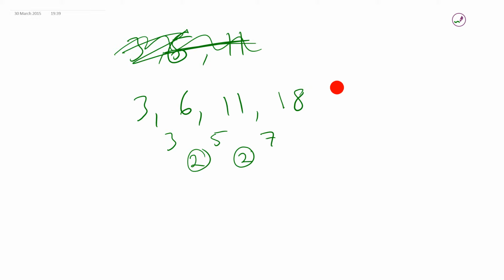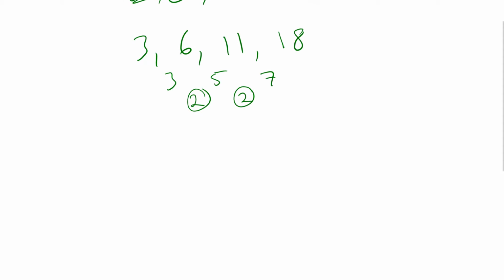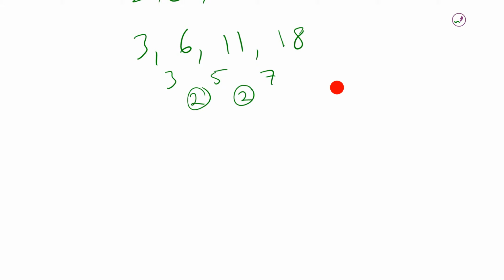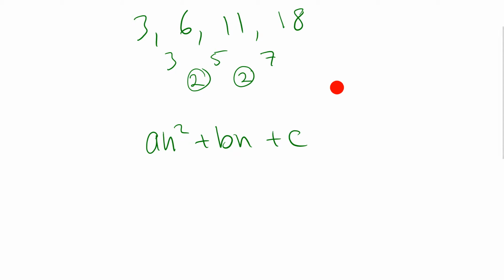So it's a quadratic. What does that mean the nth term will look like roughly? Like something squared, an squared plus bn plus c. Okay, so now how do we get the nth term for this pattern? You have to work out 3 equations.